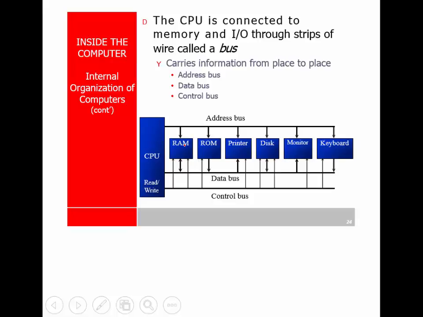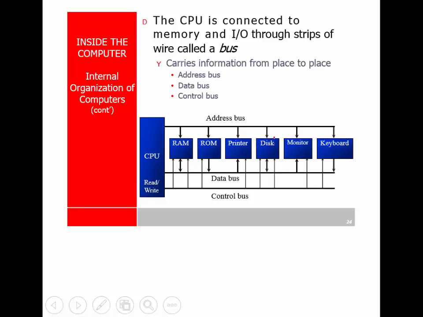RAM is our read-write memory. RAM is misleading because both ROM and RAM are random access, but RAM is read-write memory. Then we've got our ROM. Then we've got printers, disks, monitors.